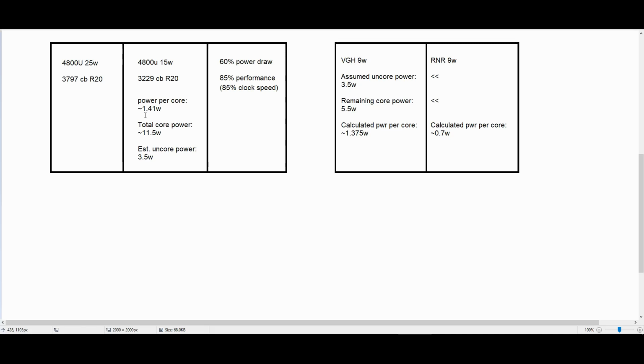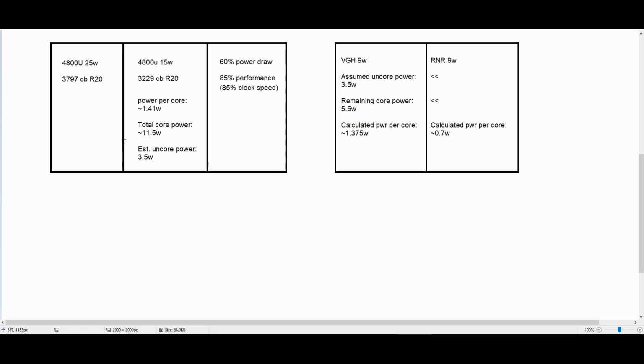Now, when we look at the 15 watts versus 25 watts, we see that we reduce the power draw to 60%, but we get about 85% of the performance. So the 15 watt config here is actually more efficient than the 25 watt config, and at that config level we'd have around 4.1 watts per core, so a total core power of about 11.5 watts.